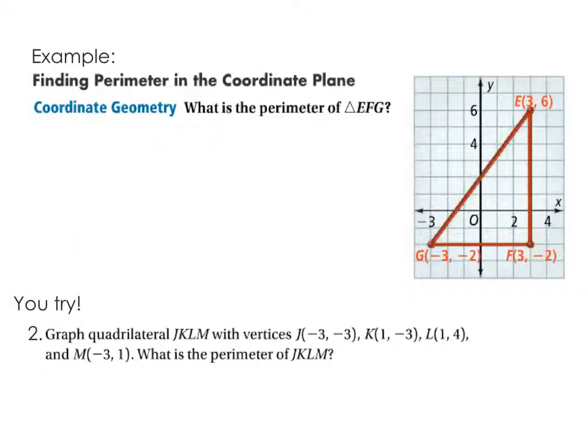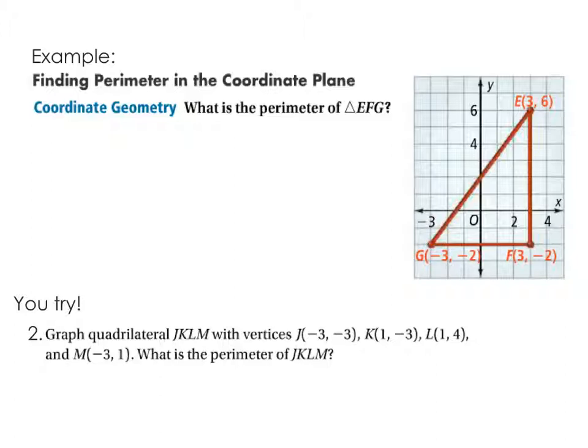This next example deals with our second objective in this concept, which is finding perimeter in the coordinate plane. So our question is, what is the perimeter of triangle? This symbol is a triangle, so that's how we're going to read it. What is the perimeter of triangle EFG? When we talk about triangles, we name them by their vertices. So the vertices, the points, E, F, G.